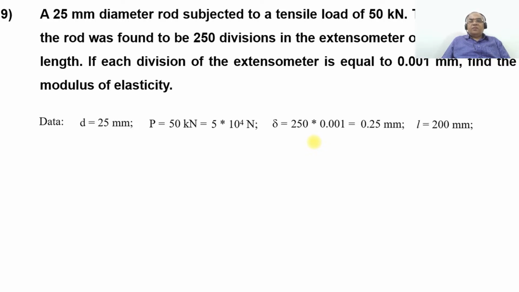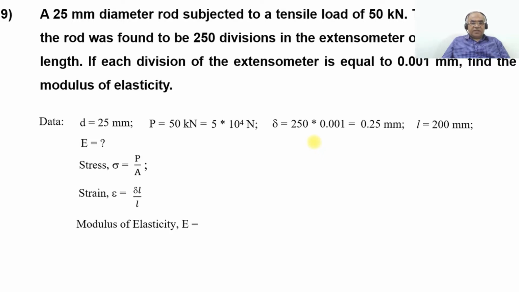And then the length of the rod, which is the gauge length, is 200 mm. So what is the Young's modulus of the material, or the modulus of elasticity, which we need to find out? So what is the stress? P by area of cross section, which is P by A. Strain is delta by L, or delta L by L. Then the modulus of elasticity is sigma by epsilon, which is equal to P by A divided by delta L by L, which is equal to P into L divided by delta L into A.